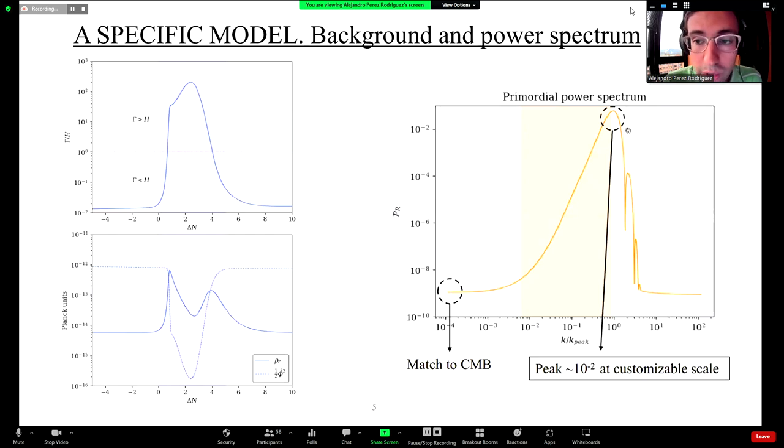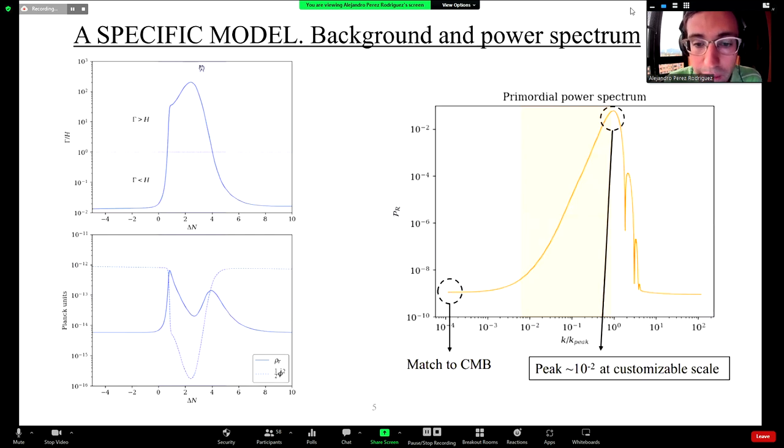And at the level of perturbations, we get, using either of the methods shown before, this kind of power spectrum, which has every feature we were looking for. It matches the CMB amplitude at the right scales, and it has a peak of order 10 to the minus 2. Furthermore, we can tune the position of the peak by shifting sidewards this strongly dissipative region. Just a detail, this yellow or orange region here corresponds to the scales of the modes crossing the horizon during the strong dissipative region.